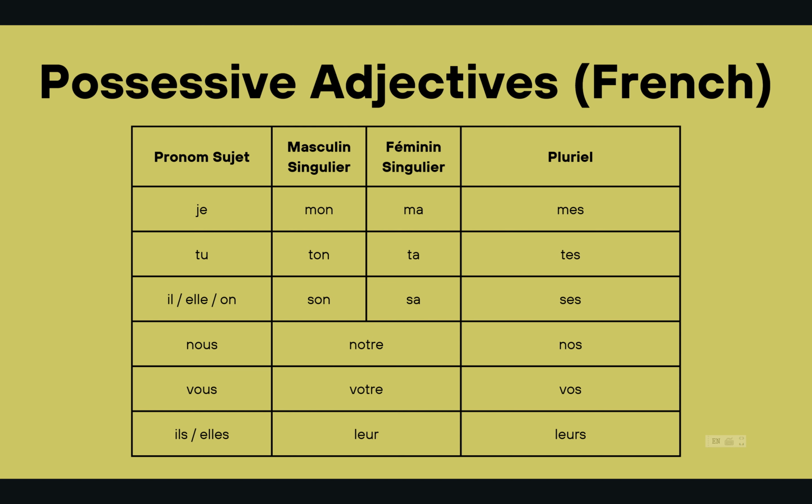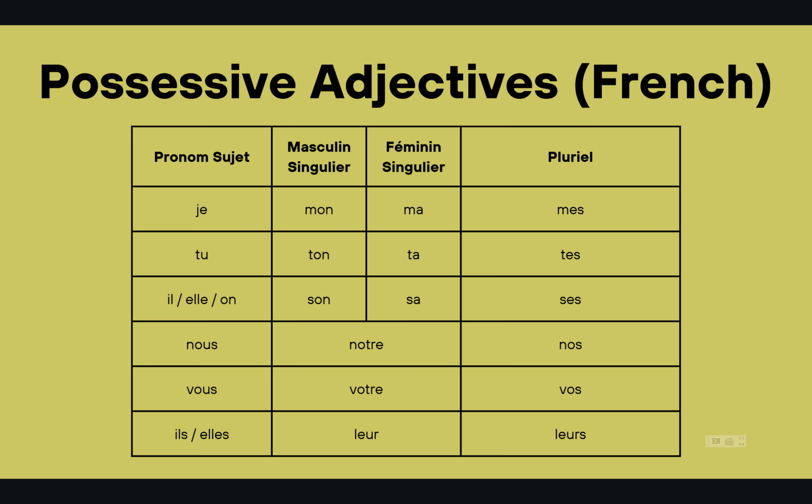Now let's learn the possessive adjectives in French. In French, the nouns are categorized as the following: masculine singular, feminine singular, and plural form. We don't differentiate between masculine plural and feminine plural.